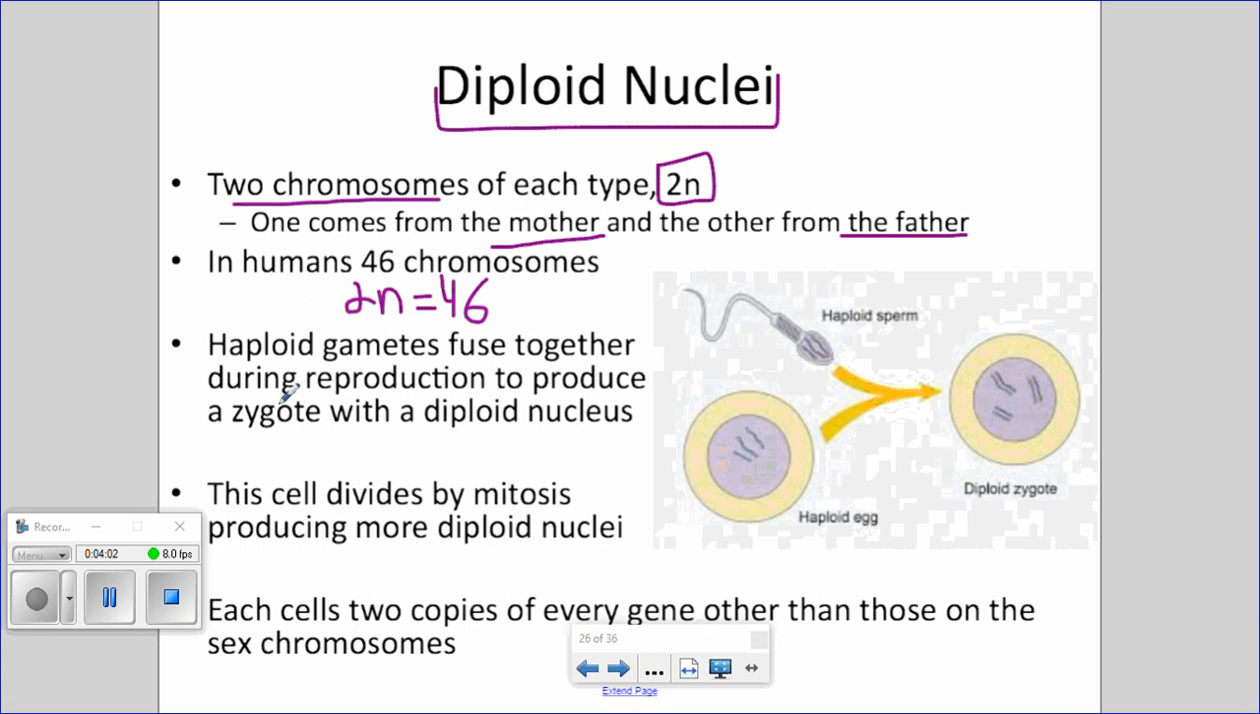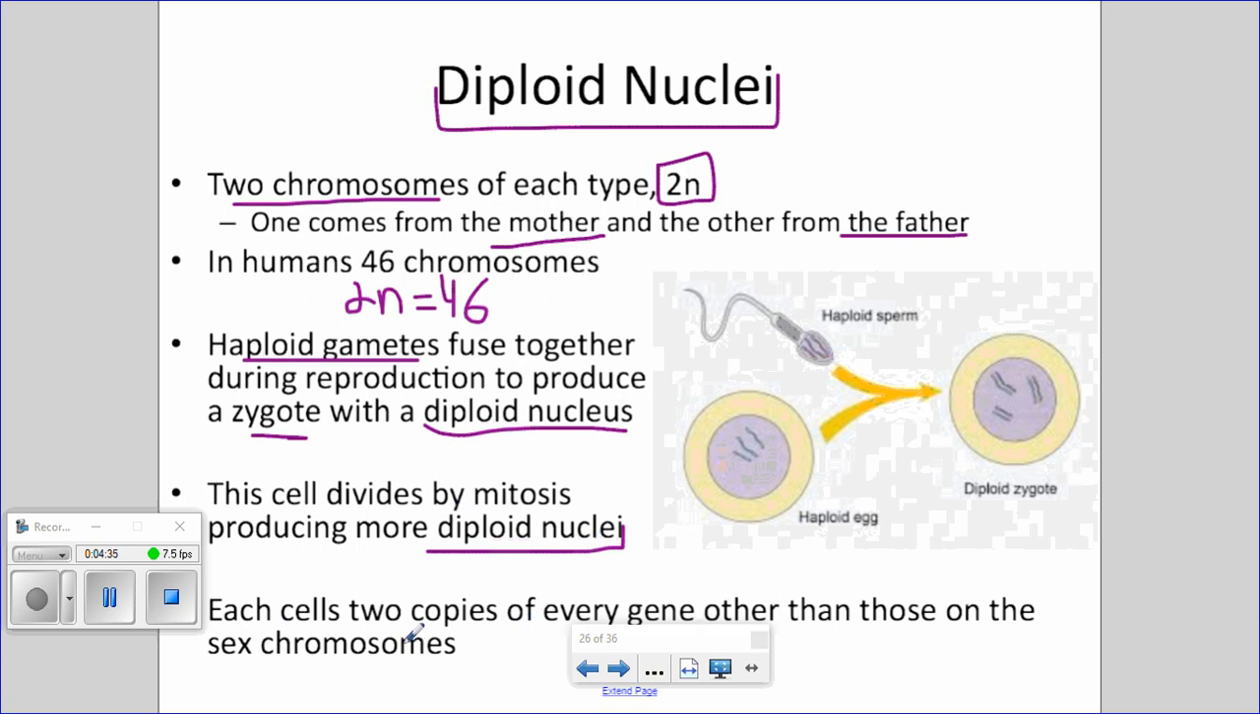Now, a diploid nucleus will come together when haploid gametes fuse together during reproduction to produce a zygote with a diploid nucleus. This cell will divide by mitosis, producing more diploid nuclei. So cell division through mitosis will produce more diploid cells. Cells that undergo mitosis are going to produce more cells that have a diploid nucleus.